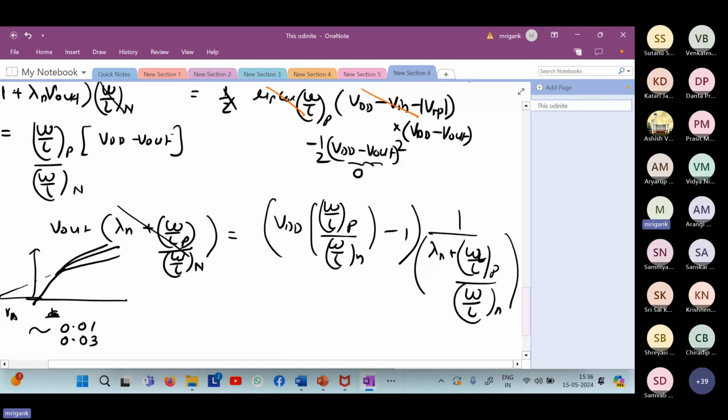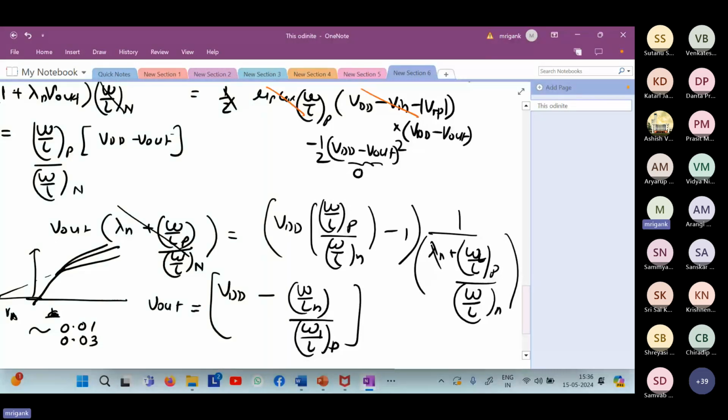And then I am left with VDD minus, I can just, this one gets over, and then we have W by L N upon W by L P. N and P, right? So this is V out for that region, right? For the 2A region. So definitely, this equation also shows that as we go on increasing the W by L of N, it is going to lower the V out at that point. So is it consistent with what we qualitatively discussed in the beginning?